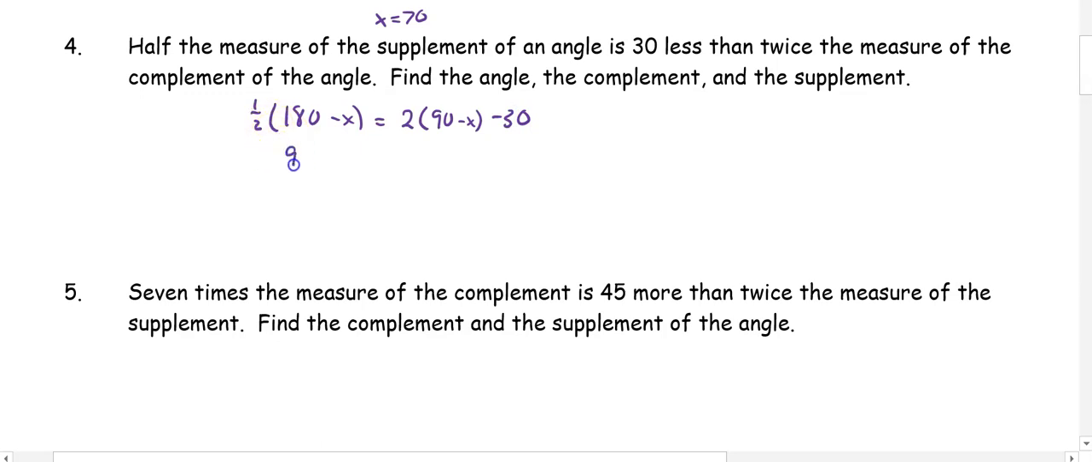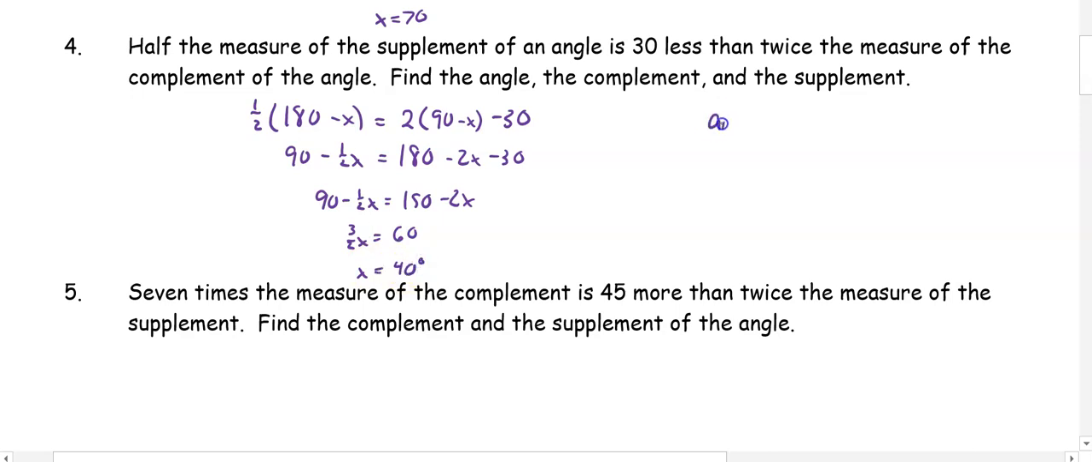So when we distribute our half, we get 90 minus 1/2 x is equal to 180 minus 2x minus 30. When we combine like terms, 90 minus 1/2 x is equal to 150 minus 2x. We can move the x to one side and the number to the other, so we get 3 over 2x is equal to 60. So when we multiply by the reciprocal, our angle is 40 degrees. So if our angle is 40, our complement is 90 minus 40, which will get us 50 degrees. And our supplement is 180 minus 40, which will get us 140 degrees.